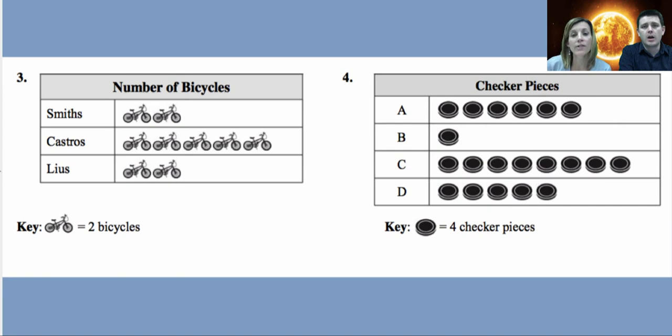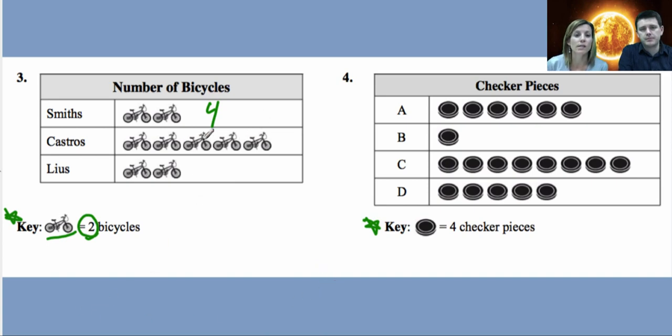All right, we're going to have you do these 2 on your own. We just really need to make sure that you look at your keys. In this pictograph, the bicycle is 2 bicycles. So for the Smiths, it's not 2, it's 4, because each bicycle is worth 2. So go ahead and add them up, divide by the number of pieces in your data, and then tell us the mean. Press pause. Okay, here we go.